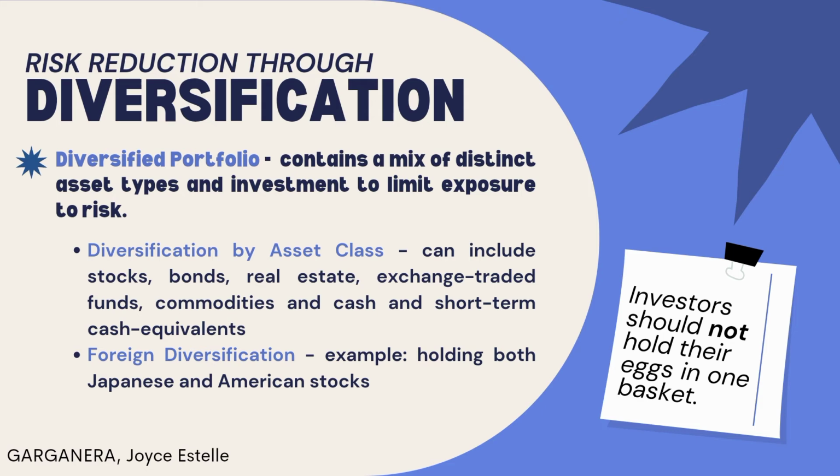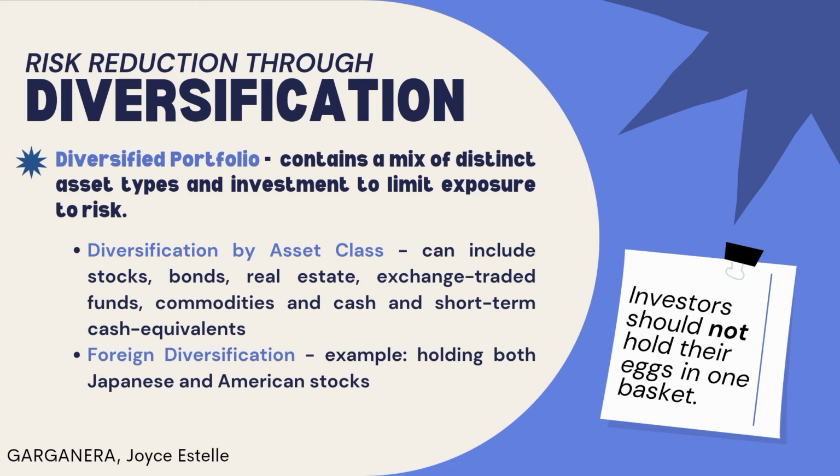Classes can also include exchange traded funds. This is a marketable basket of securities that follow an index, sector, or commodities. Assets can also include commodities, which are basic goods necessary for the production of other products or services. And finally, classes can also include cash and short-term cash equivalents. These include treasury bills, certificates of deposit, money market vehicles, and other short-term low-risk investments.